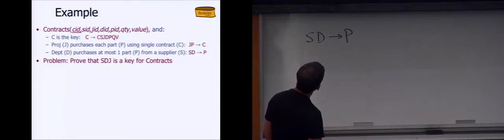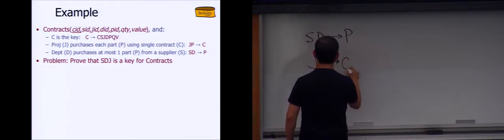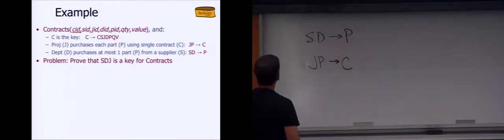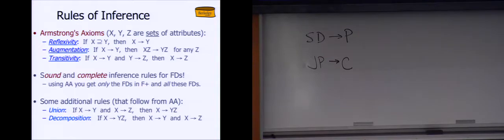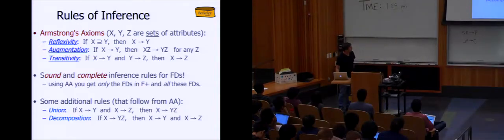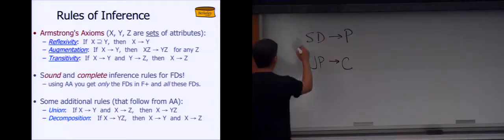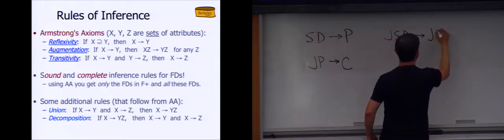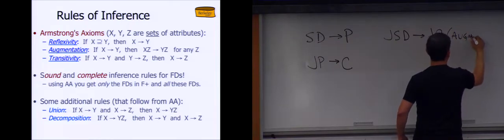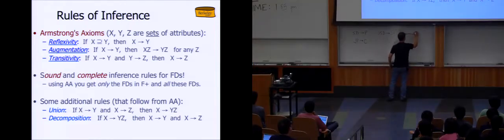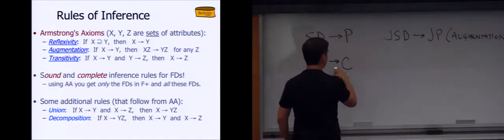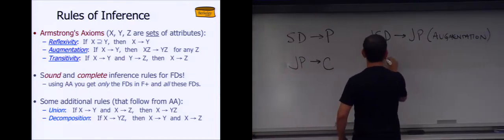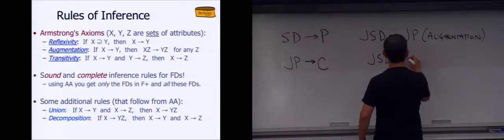All right, but J and P determine C. So by augmentation, is that the right word? Let's go back to Armstrong's axioms. There they are. We're going to put an attribute on both sides of an existing FD. In particular, we're going to put J over here and over here, and it's going to be true. So by augmentation, JSD determines JP. Agreed? Say yes if you agree. Thank you. All right, so JSD determines JP, and by transitivity then, JSD determines C.